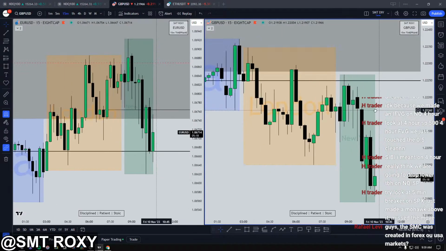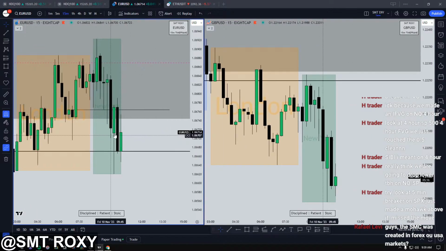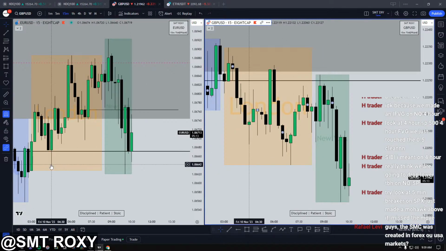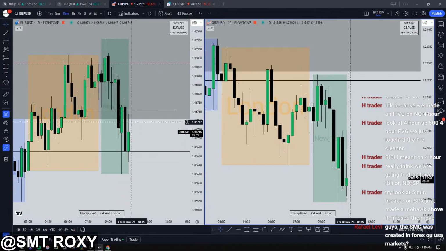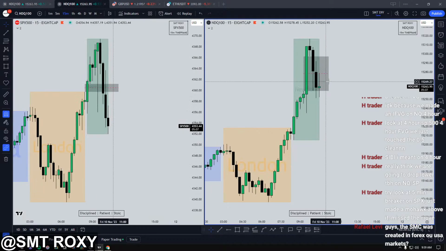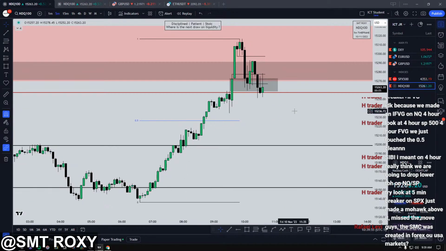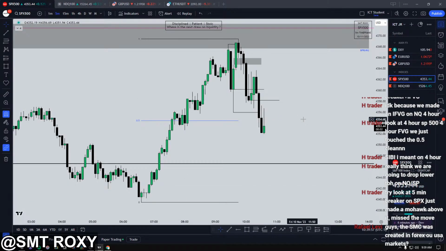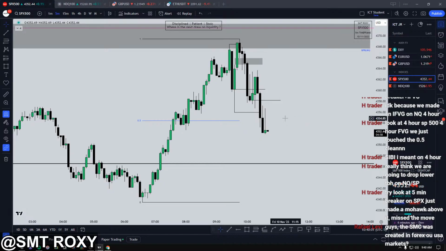15-minute on this one. Let's see these right here. Euro not dropping as much. This one's not below the London lows like this one. So I can see us catching up for Euro. So that's what we're going to be watching here.